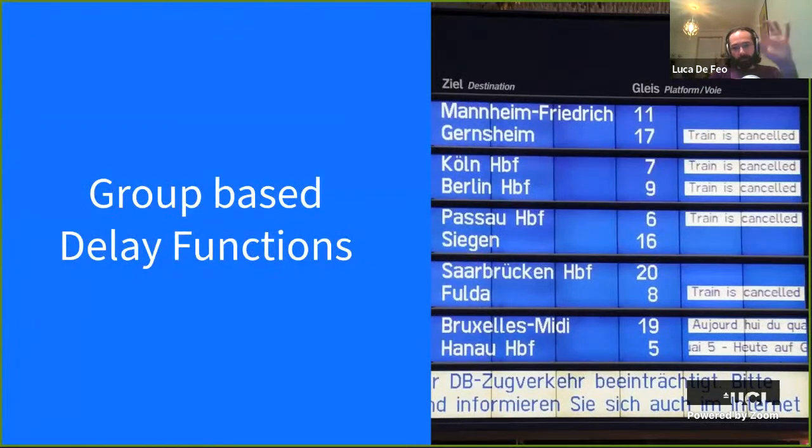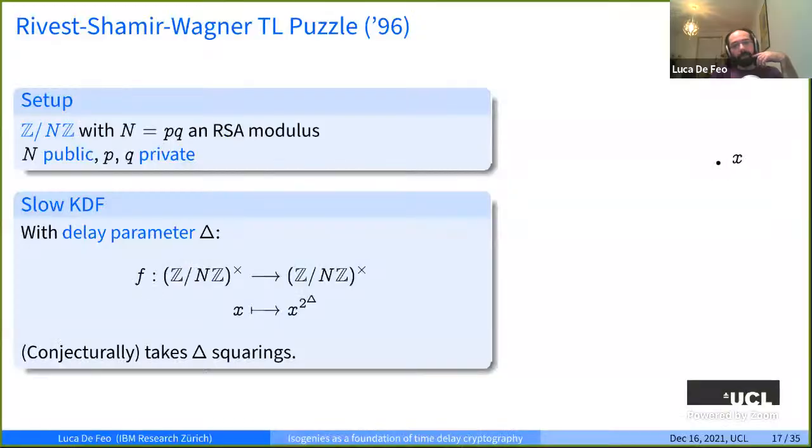But before I go into delay encryption and isogenies, let's just start from some easier things. Let's look at how we can make these delay functions from groups. And so I will start with the Rivest-Shamir-Wagner protocol, because this is very simple to understand. It's a very cute trick which should get us started. So the setup is the same. It's an RSA setup.